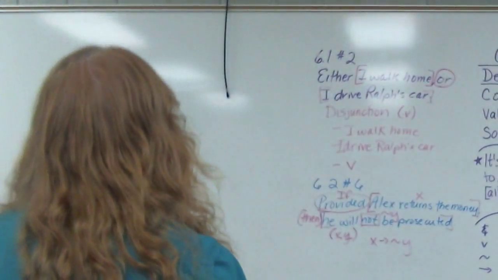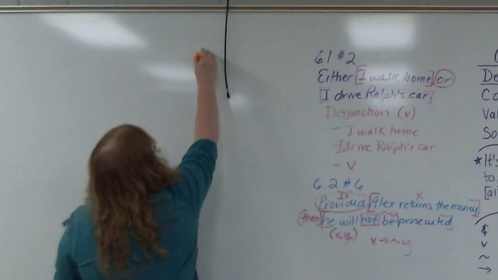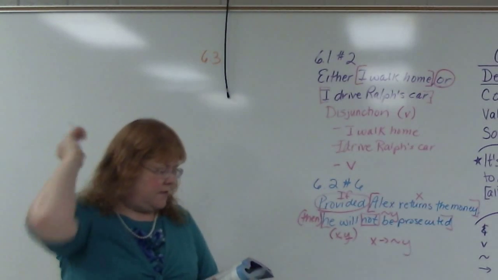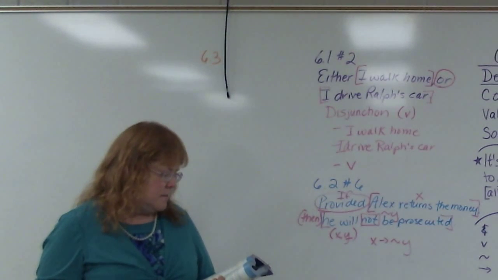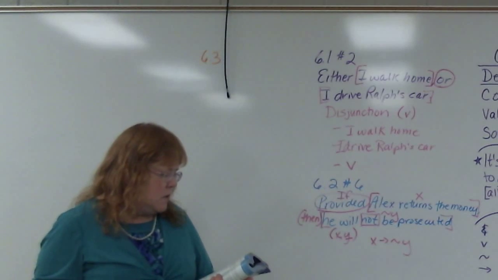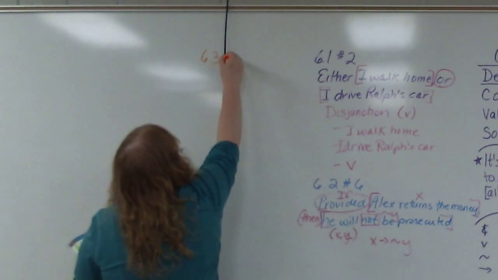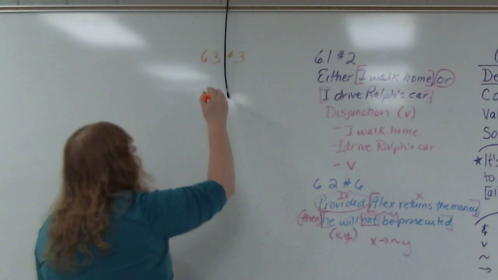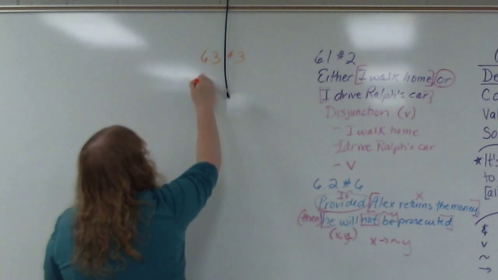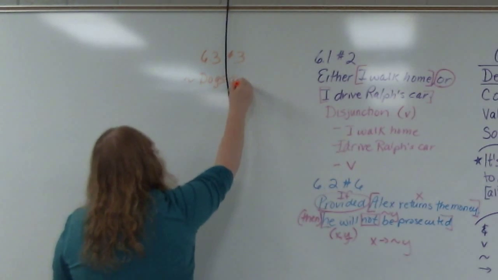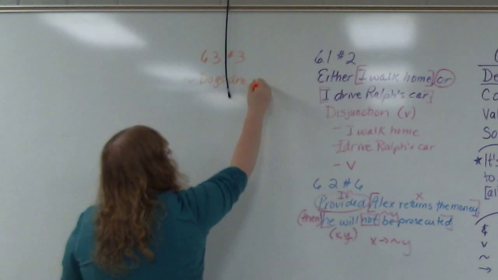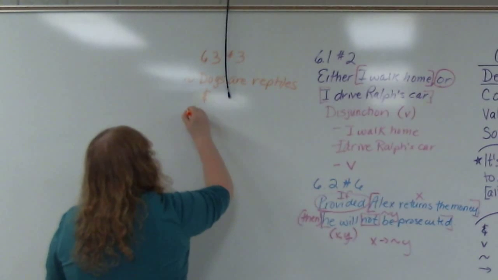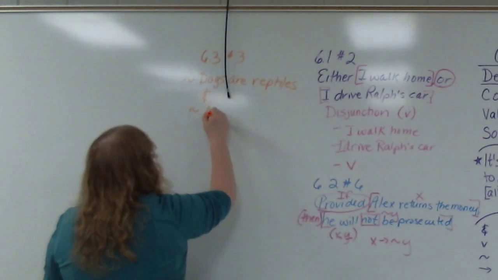Okay. So then we have 6.3, and it says indicate which of the following statements are true and which are false. Number 3, because I think it's kind of interesting. Number 3 says not dogs are reptiles and not alligators are mammals.